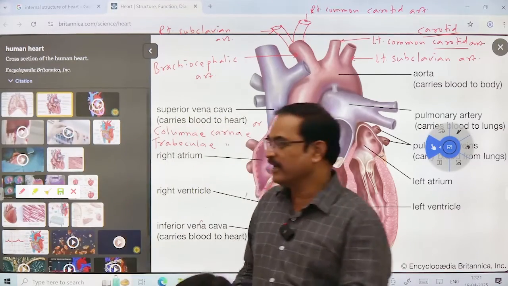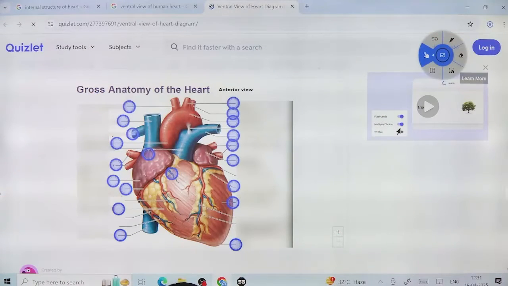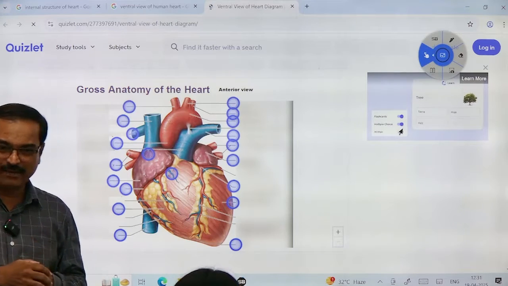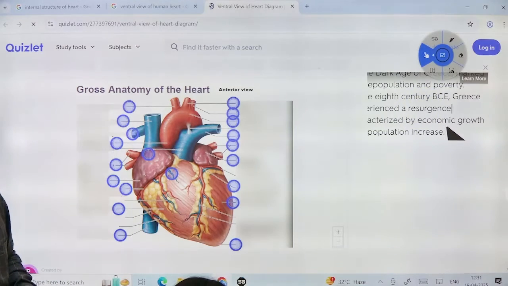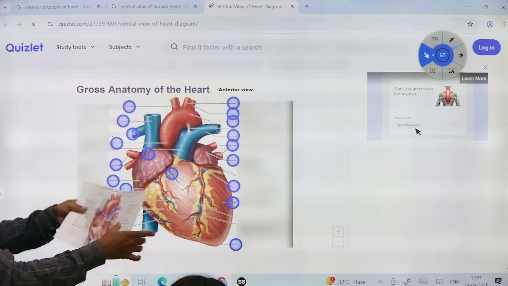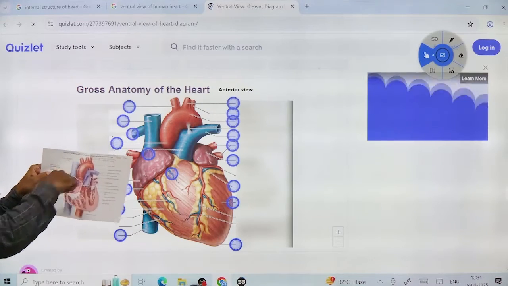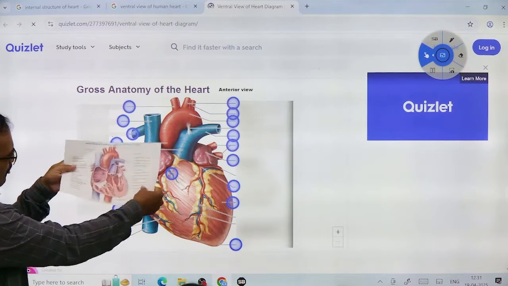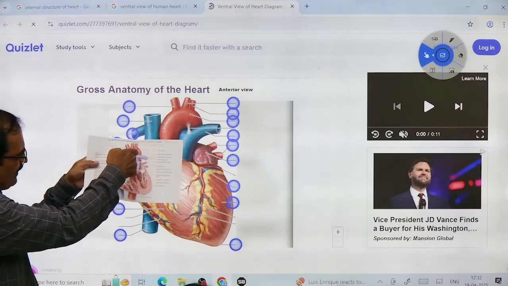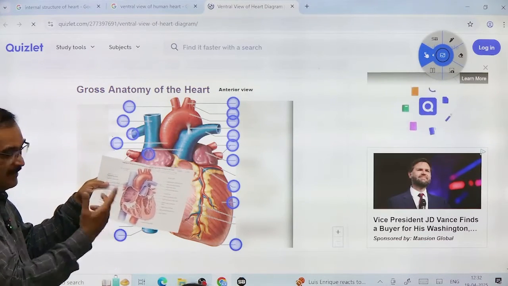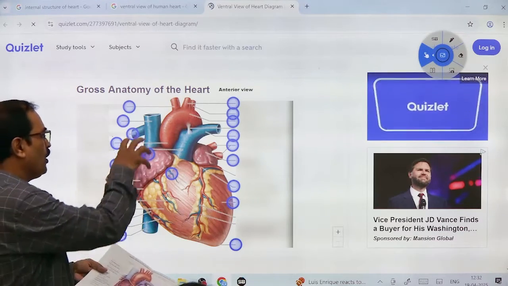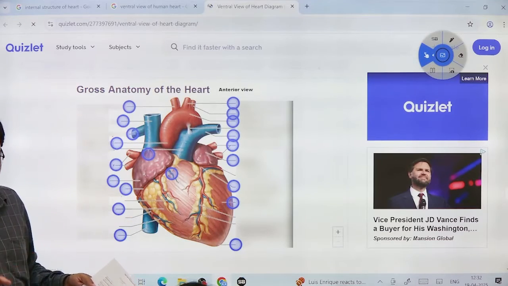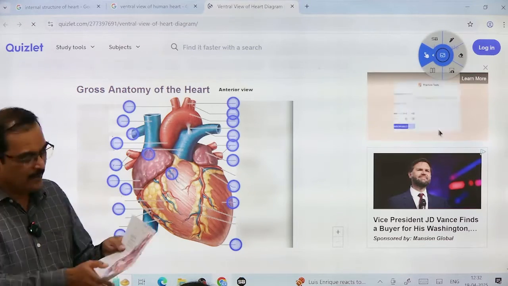Next point is the external structure of the heart. This diagram is the ventral view of the heart, the front side, and the previous diagram was the internal structure. What is the difference? Internal is a vertical cross section. Yes, this is a vertical section of the heart, that's why we are able to see the inside part. Inside means the interventricular septum, interatrial septum, and valves. Other names are similar. We cannot show valves in this diagram because it is the external part. Then septum we cannot show.